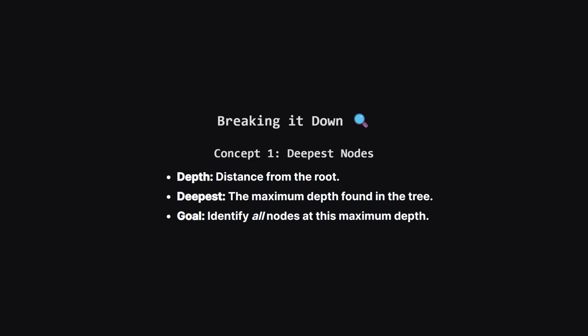Let's split this into two concepts. First, deepest nodes. The depth of a node is its distance from the root. The deepest nodes are simply the ones with the largest depth value in the entire tree. There might be one, or there might be many. Our first job is conceptually to figure out what that maximum depth is and who sits there.